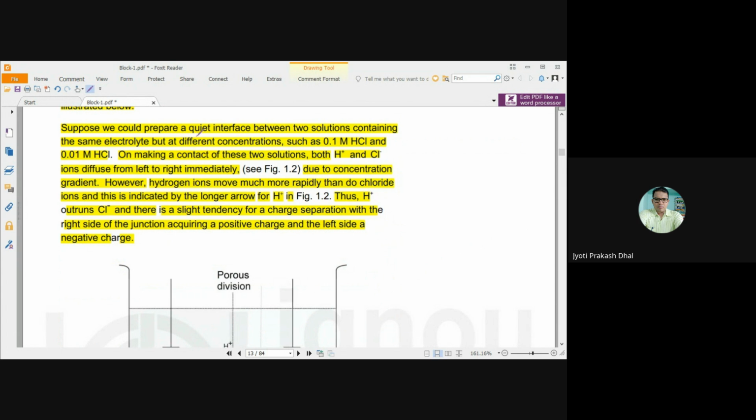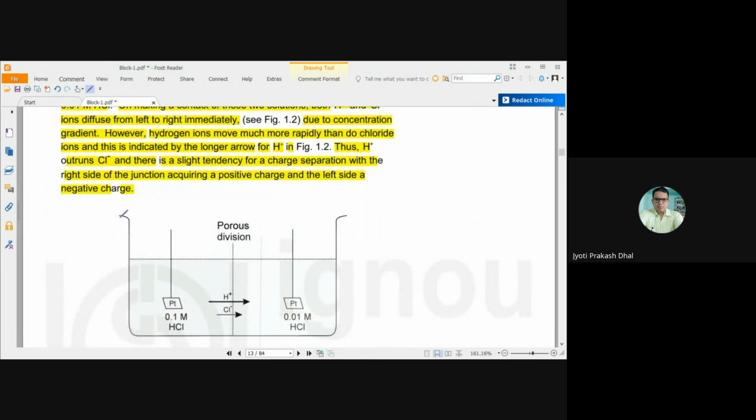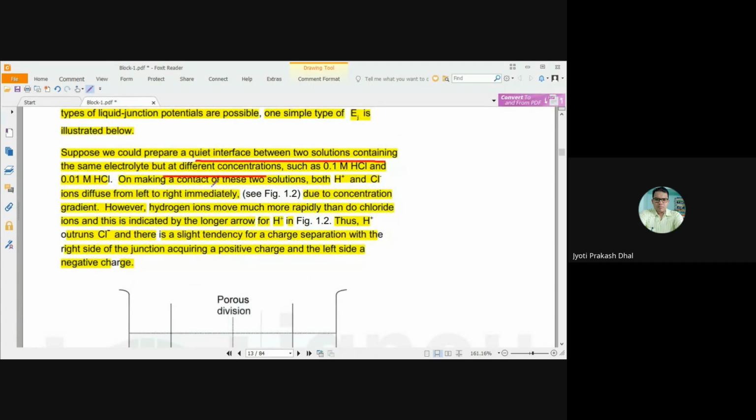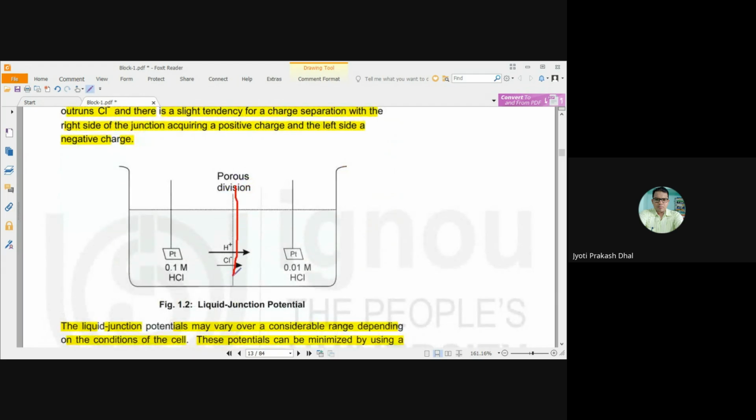Suppose we could prepare a quiet interface between two solutions containing the same electrolyte but with different concentrations. For example, the first compartment contains 0.1 m HCl and the second one is 0.01 m HCl. On making contact of these two solutions, both the H plus and Cl minus ions will diffuse from the left to right immediately. Here one porous division is there.